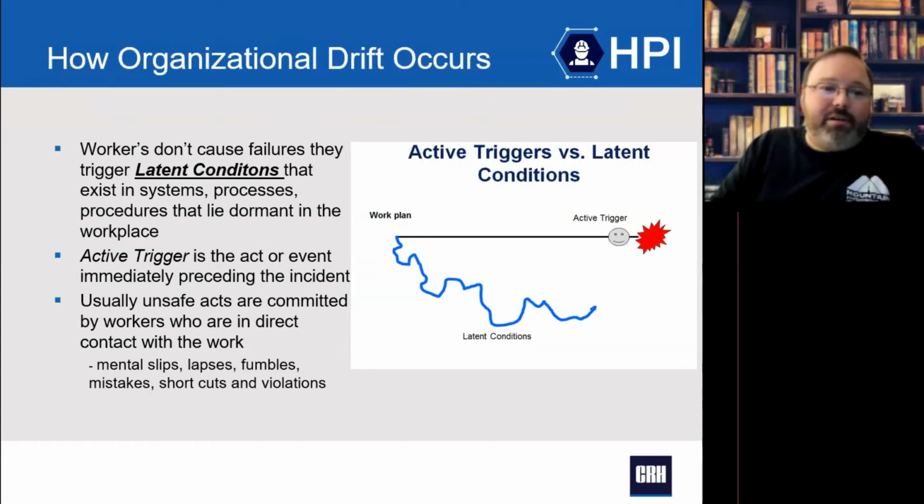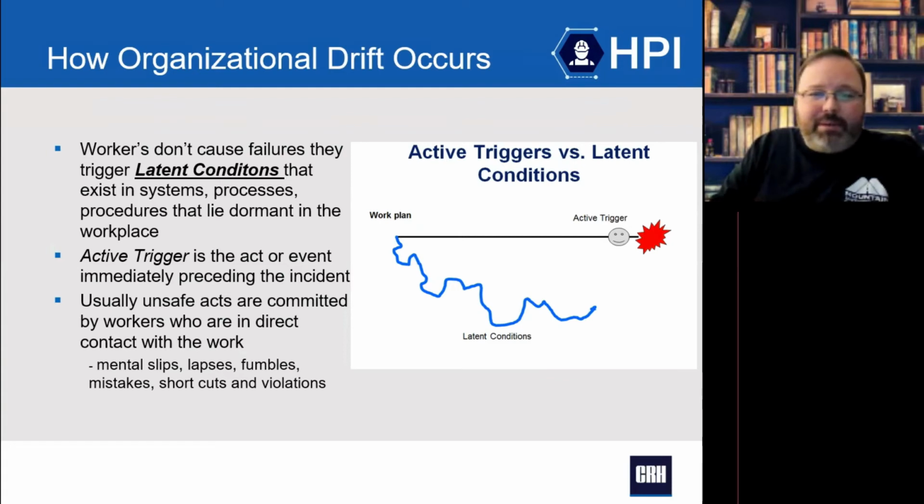So how does it occur? Workers don't cause failures, they trigger latent conditions. Now, what is a latent condition? That's basically something that exists in systems, processes, or procedures that lies dormant in the workplace. It could be there for years.